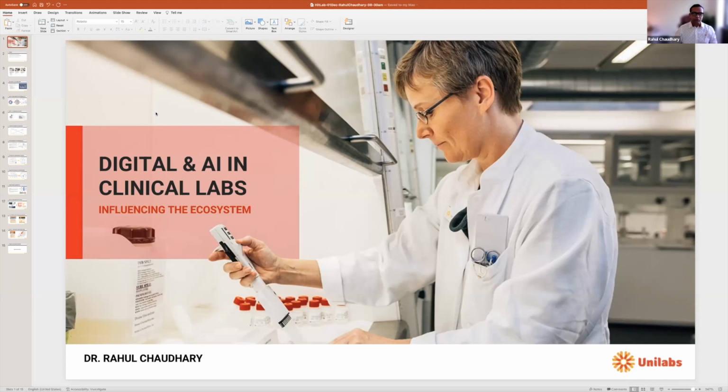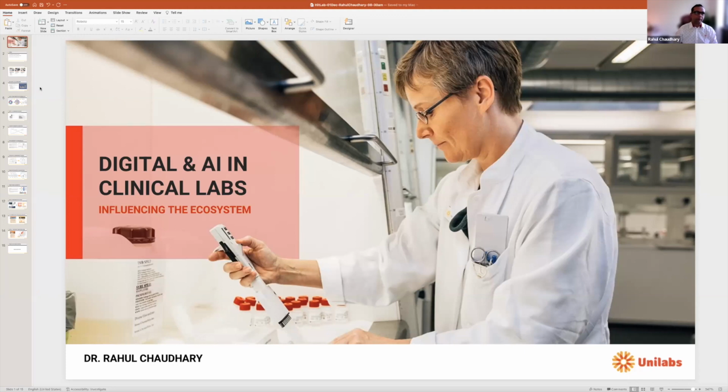I'm very happy to come to this summit and present the digital and AI use in the clinical labs and how that actually influences the healthcare ecosystem broadly. So I'm Dr. Rahul Chaudhary. I'm based in the UK, and I'm the Group Director for Pathology at Unilabs.